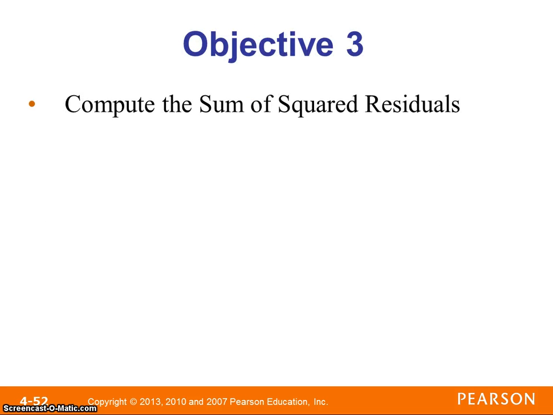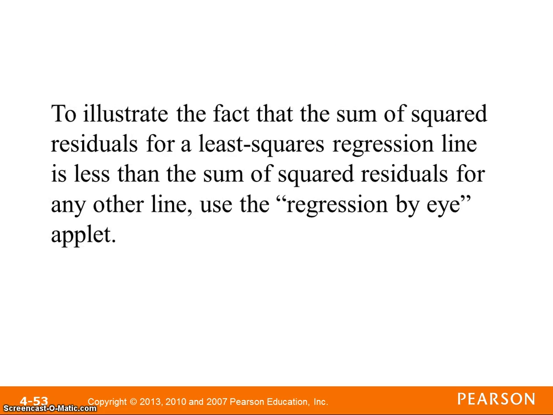Objective 3, we want to compute the sum of the squared residuals. I don't know if there's really anything you'll have to worry about too much, but in order to illustrate the fact, remember the sum of the squared residuals for a least squared regression line is less than the sum of squared residuals for any other line. You can use the applet called regression by eye if you want. Again, not anything I'm going to require that you do.